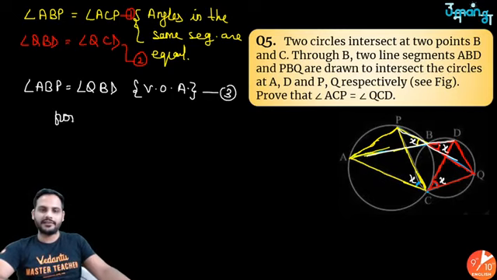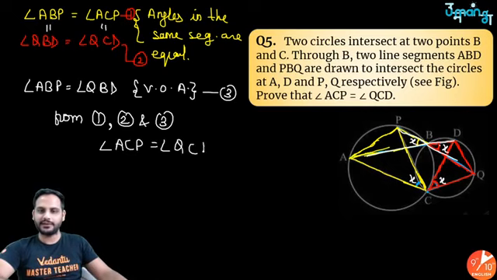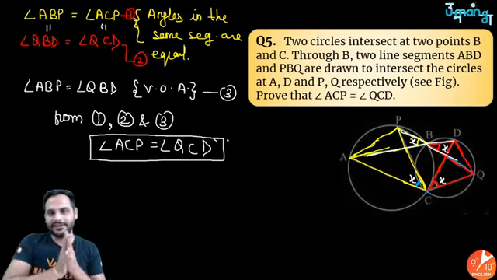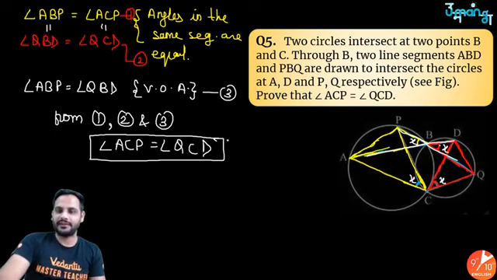So from equations 1, 2 and 3, we can say ABP is equal to ACP, QBD is equal to QCD, and if ABP and QBD are equal to each other, these two will also be equal to each other. So angle ACP is equal to angle QCD. This question looks difficult, but it is not a difficult question. Got it? So this is how this question will be solved.